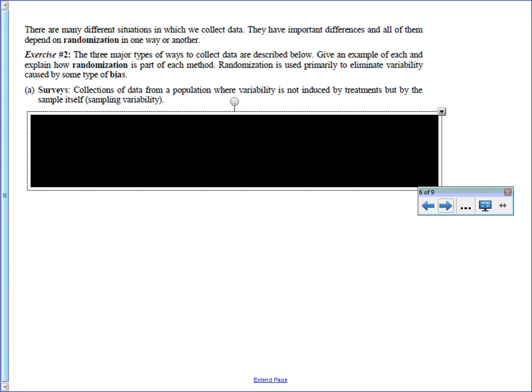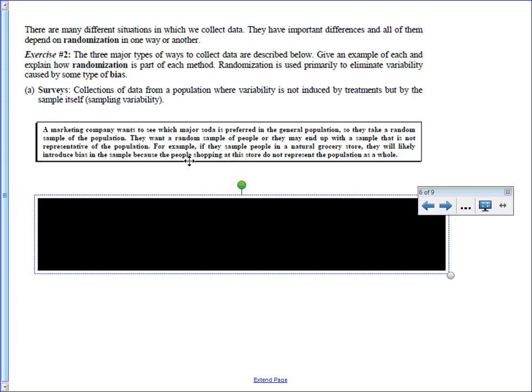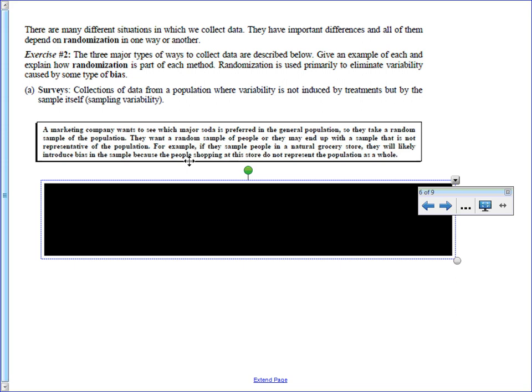So first example, surveys. Collections of data from a population where variability is not induced by treatments, but by the sample itself. So the variability is going to come from the people that you choose, the randomness in the sample size or who's in the sample. Here's an example. A marketing company wants to see which major soda is preferred in the general population. So they take a random sample of the population. They want a random sample of people, or they may end up with a sample that is not representative of the population.